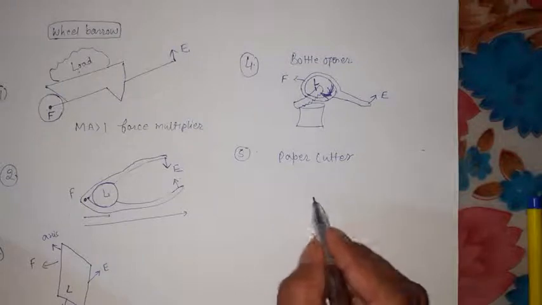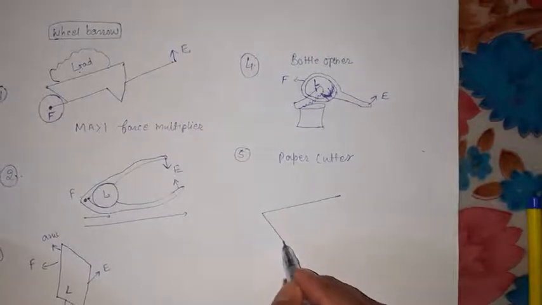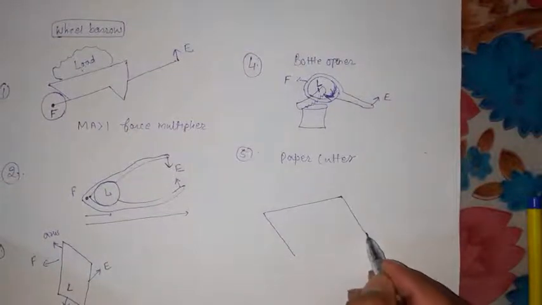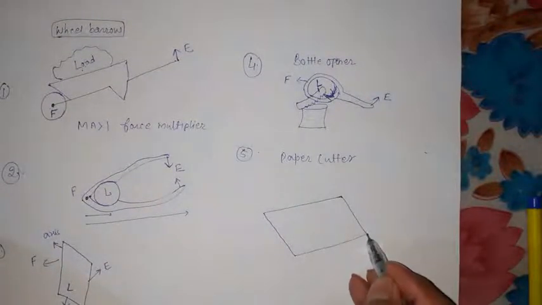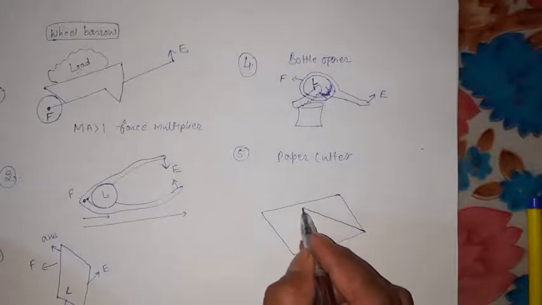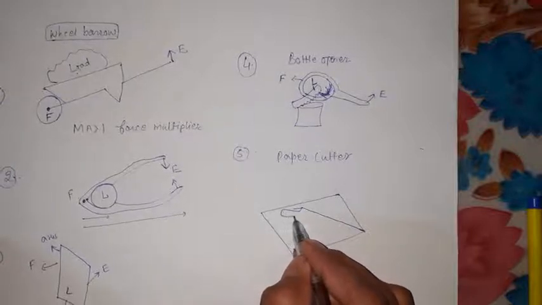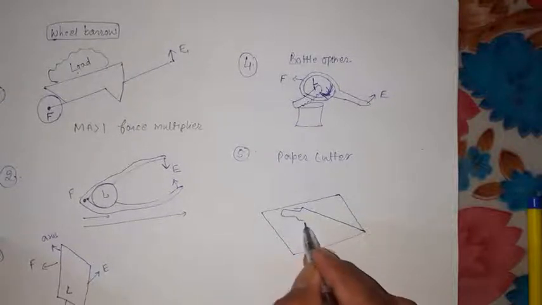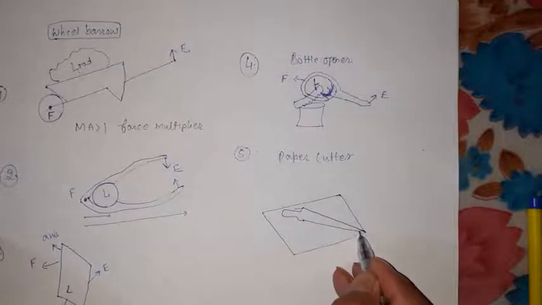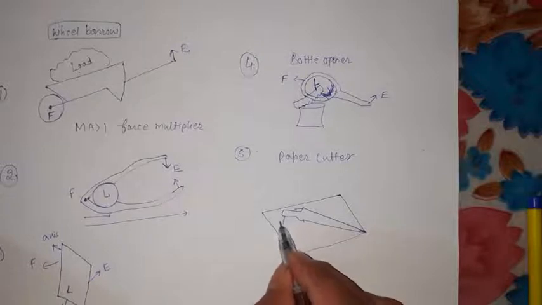In this, we have the platform of the paper cutter, and on this we are going to place the page. Here is the blade with which we are going to cut this paper. Therefore we are going to apply the force at this edge.